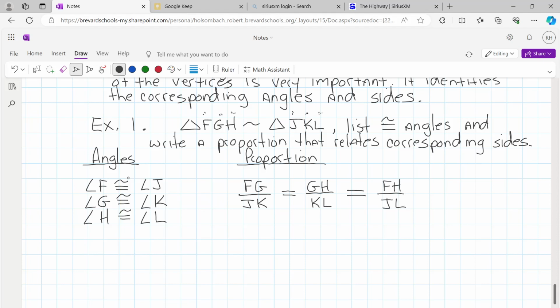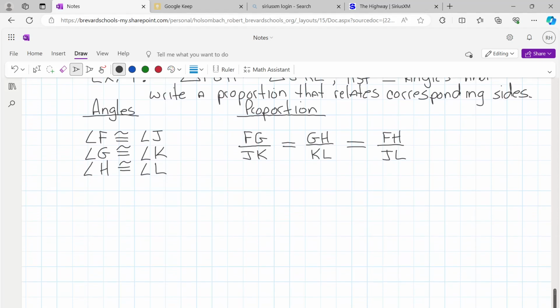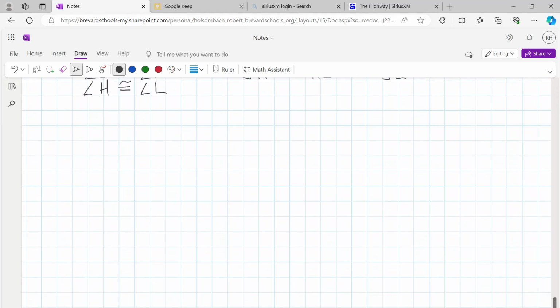So first we listed our congruent angles based on this similarity statement. And then we wrote a proportion that related the corresponding sides. And we used the similarity statement to do that as well. All right. Anybody have a problem with any of that? Okay. So let's do one more example. Let's look at the guided practice just below there.